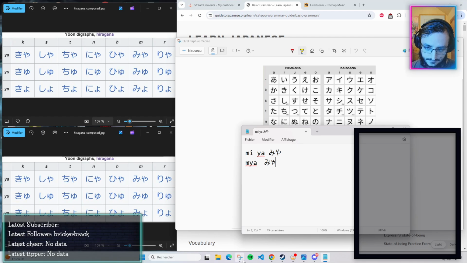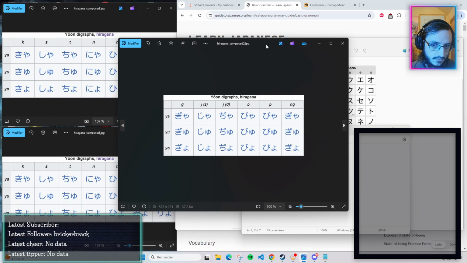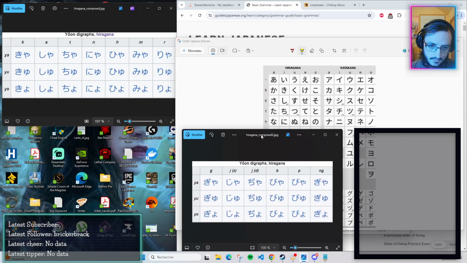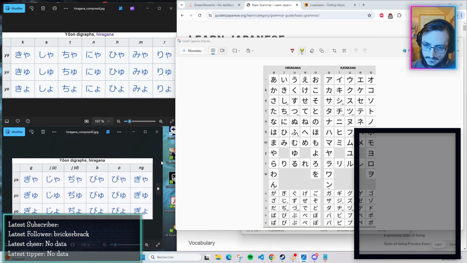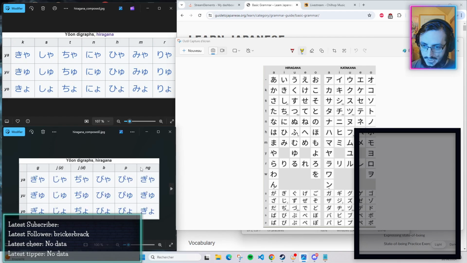So here we are. Wait, I didn't take the right one. Yeah, so for this one, as we had for the regular ones, you have the nasal version of the consonants and the P line. So you have the G line, ga, gi, gu, ge, go, which is the nasal version of the K line. So ka, ki, ku, ke, ko, ga, gi, gu, ge, go.